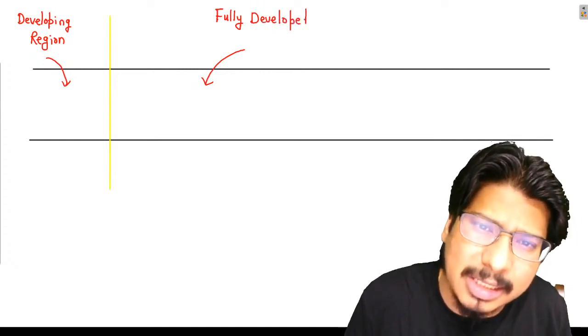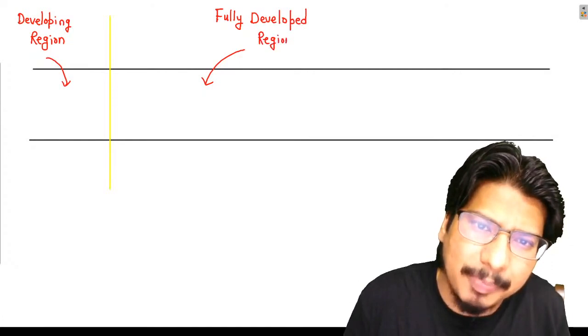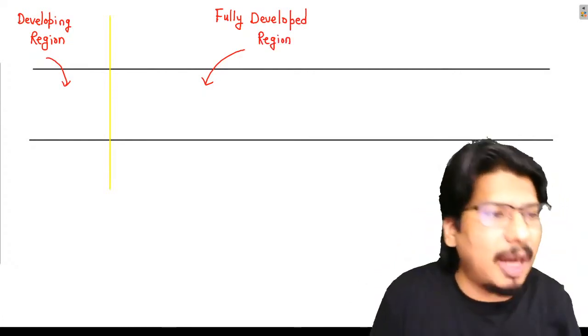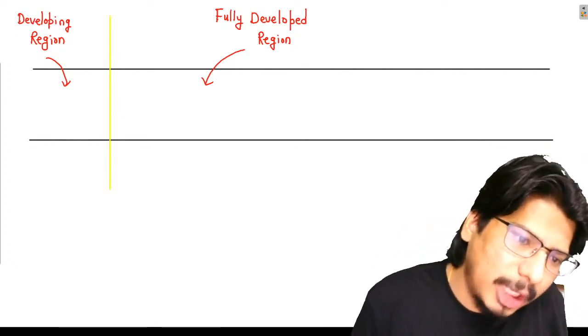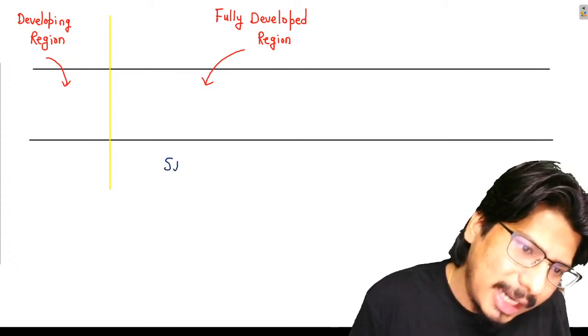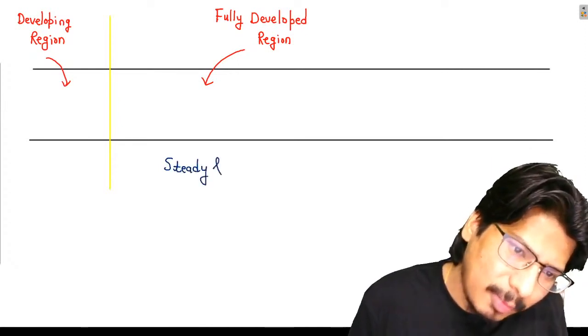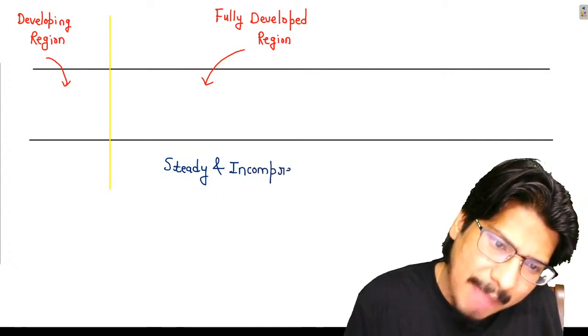Now listen carefully. Let us suppose I am having steady and incompressible flow. Whatever the flow is taking place through this pipe, let me say that is steady and incompressible flow.